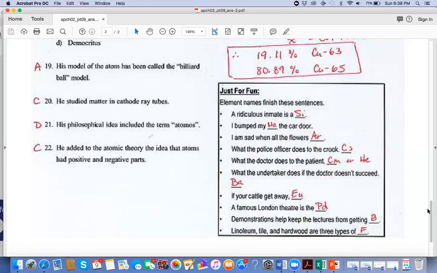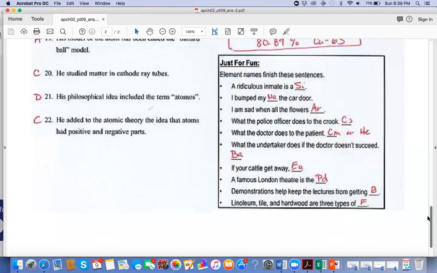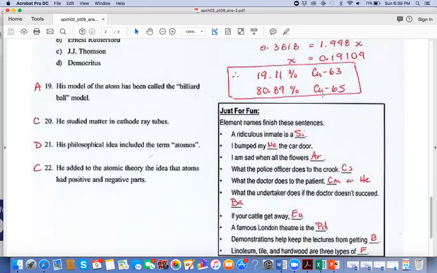What the doctor does to the patient? CM or He. What the undertaker does if the doctor doesn't succeed? BA. If your cat'll get away, you. The famous London theater is the Palladium. Demonstrations that keep the lectures from getting B. And then linoleum, tile, and hardwood are 3 types of F floor. I'm not sure that I like all of those, but nevertheless, they're amusing.